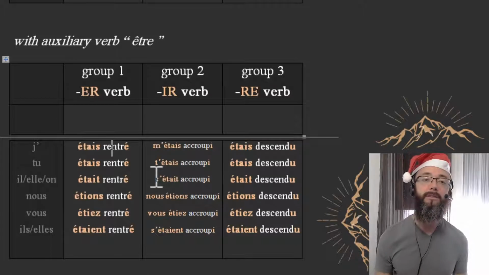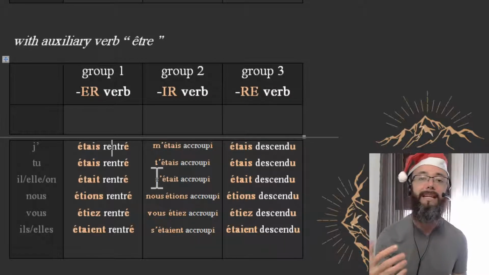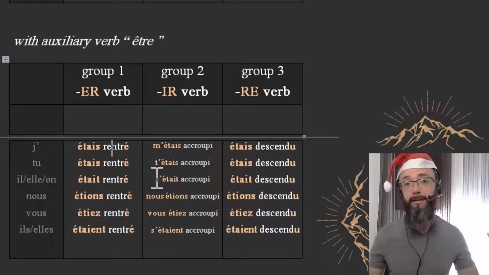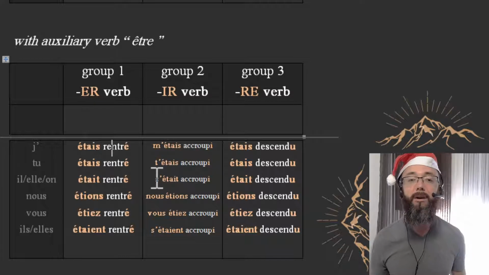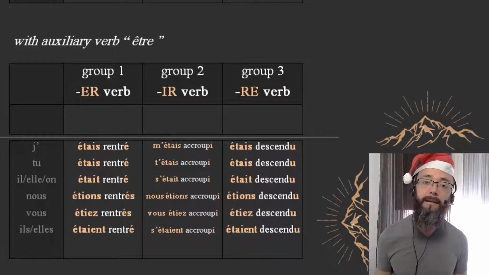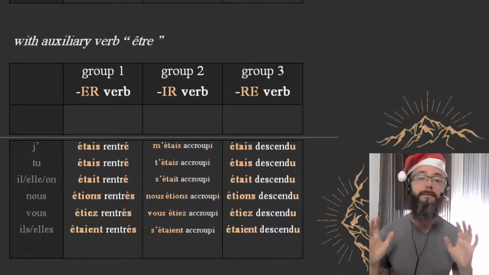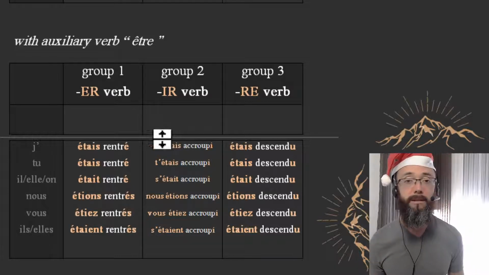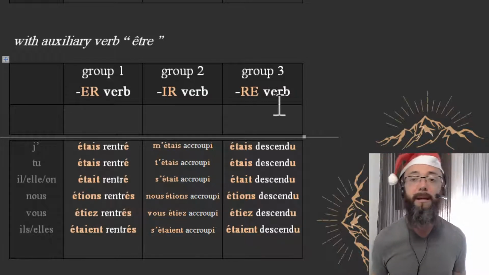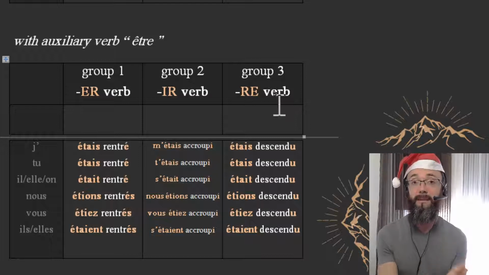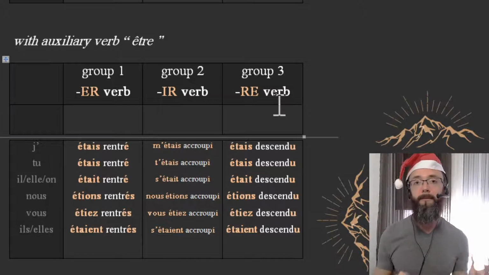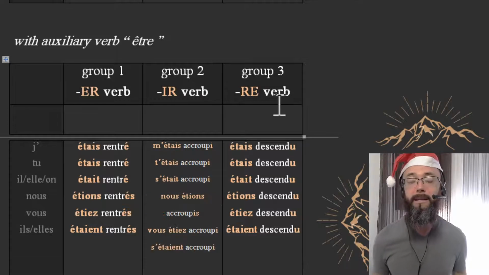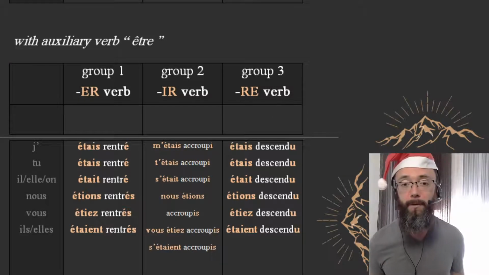J'étais rentré. Tu étais rentré. Il, elle, on était rentré. We had come back. Nous étions rentrés. Vous étiez rentrés. Ils étaient rentrés. And here we have new rules, new things to take into account, because you remember that here with the auxiliary verb to be, you're going to need to agree that verb with the noun. Agree it in gender, agree it in number.